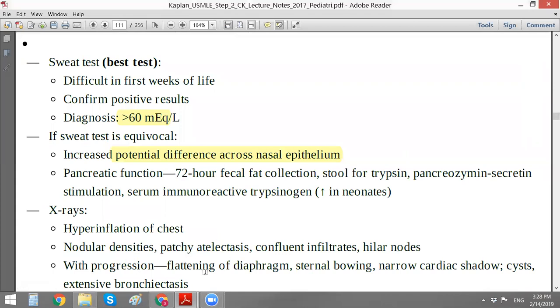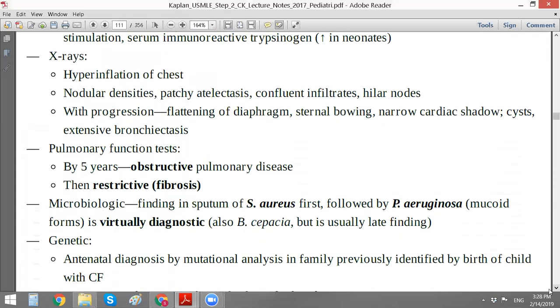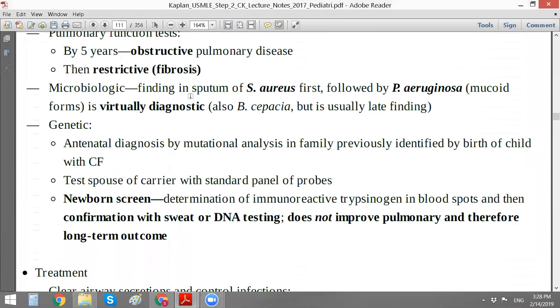With progression: flattening of the diaphragm, sternal bowing, narrow cardiac shadow, cysts, extensive bronchiectasis. Pulmonary function tests: by 5 years, obstructive pulmonary disease, then restrictive. Microbiologic finding in sputum of S. aureus followed by P. aeruginosa in a newborn is virtually diagnostic. Also B. cepacia, but usually it is a late finding, and then death occurs.